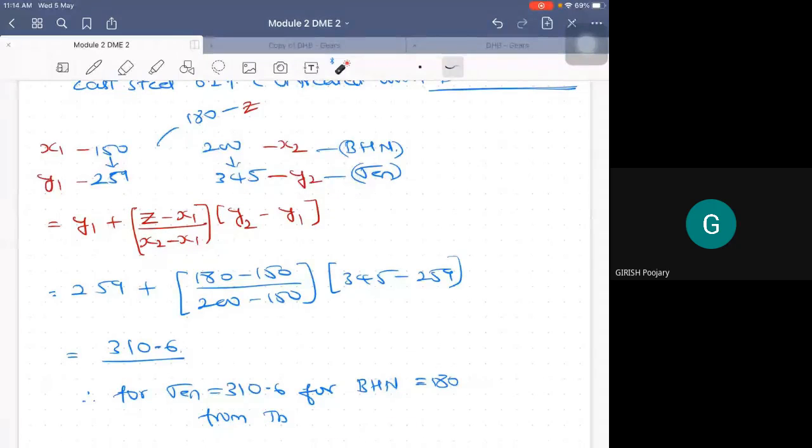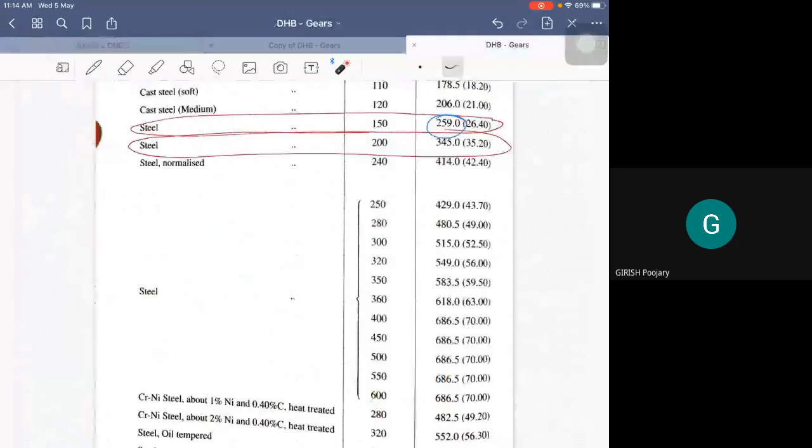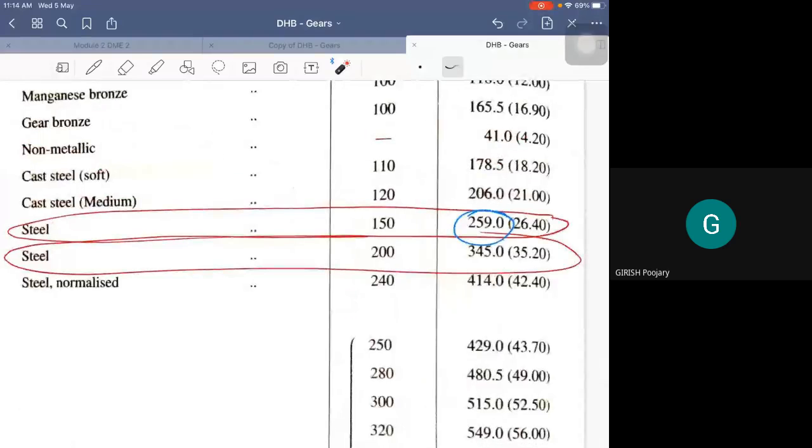So when you don't have the value for the middle one, suppose you refer to the data handbook. Clearly see here, for 150 you have a value which is 259. Next, for 200 you have a value which is 345. But I need the value for 180. There is no 180 in the table. You cannot approximate here. That is when you have to use this particular formula.